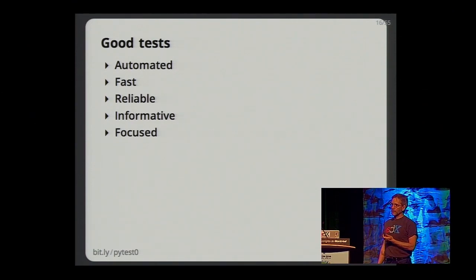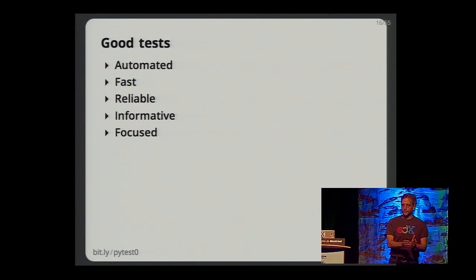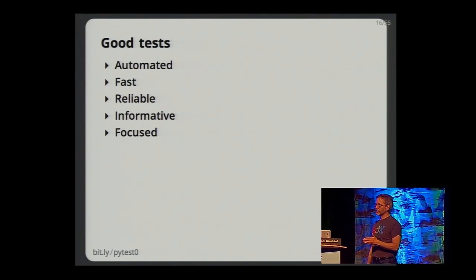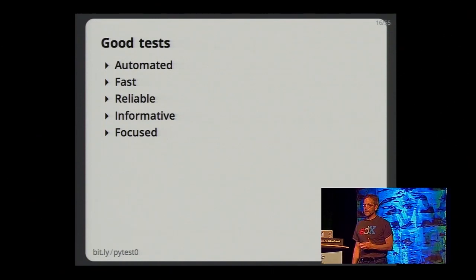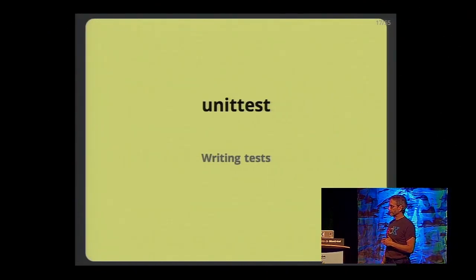And lastly, they should be focused. Your tests should exercise as little code as possible, which is a little counterintuitive. Usually we want any line of code we write to do as much as possible. But with tests, we want each test to be as focused as possible. Because if it fails and you dive into your code to debug the problem, the less code it runs, the more narrowly focused your debugging task is. So this is what we want out of our tests. And now we can talk about how unittest actually gives us these properties.